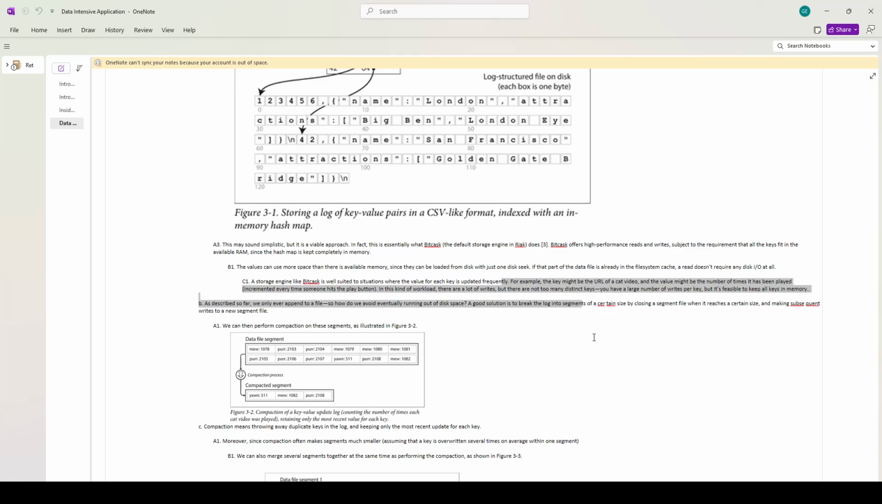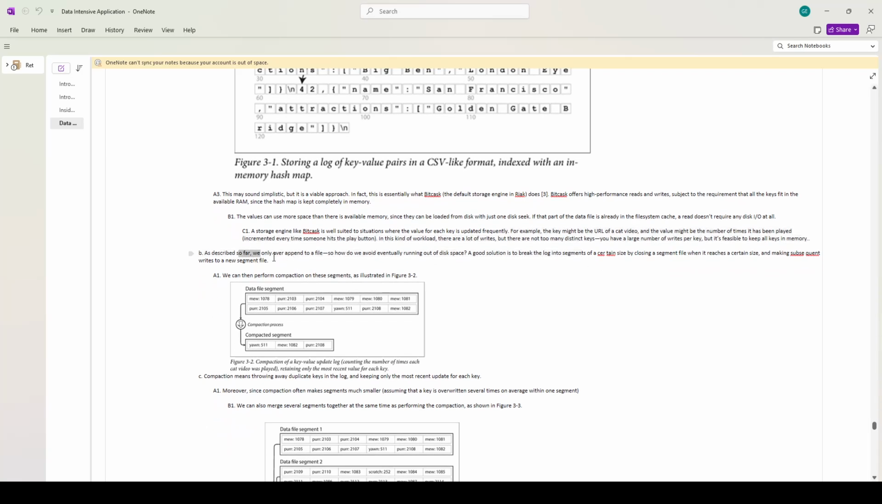In this kind of workload, there are a lot of writes, but there are not too many distinct keys. You have a large number of writes per key, but it's feasible to keep all keys in memory. So you have few keys, but you have a lot of updates. This is where it shines, as discussed in the previous video.